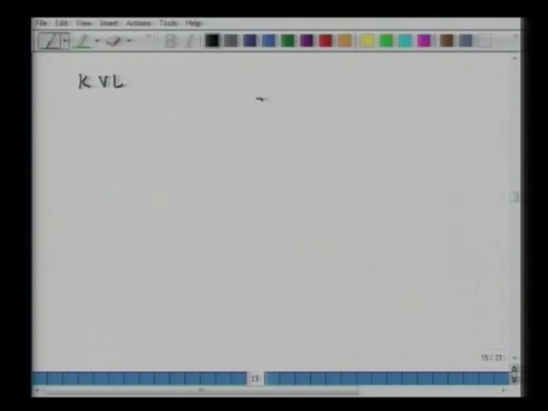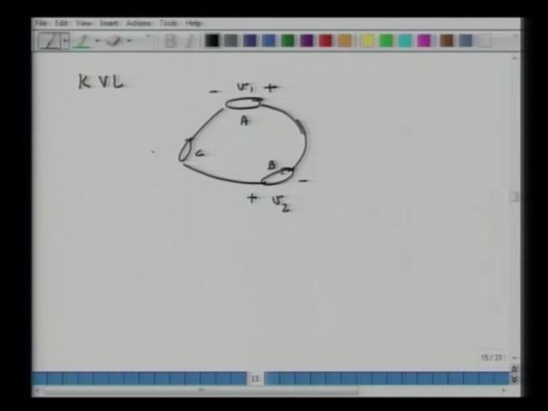So I have a loop, a closed loop of electrical circuit. Let's say around this element I have a voltage of V1. Here I have a voltage of V2, and here I have, these are three elements A, B, C, and here I have a voltage difference of V3.